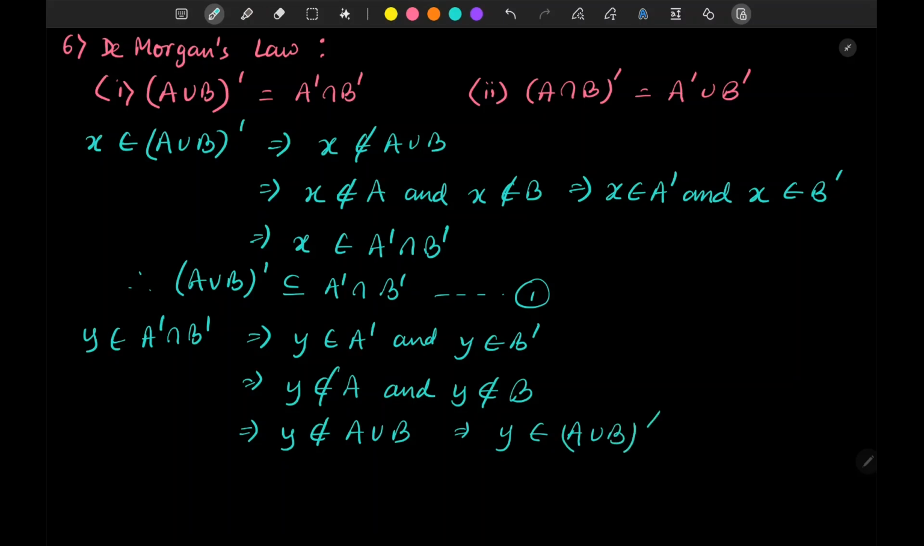Here again, we see that we have taken an element from the set A complement intersection B complement, and we have proved that the same element also resides in the set (A union B) whole complement. Therefore, it can be said that A complement intersection B complement is a subset of (A union B) whole complement.